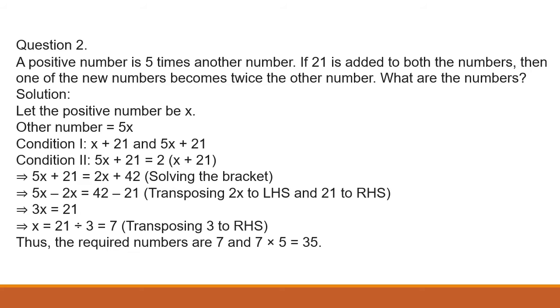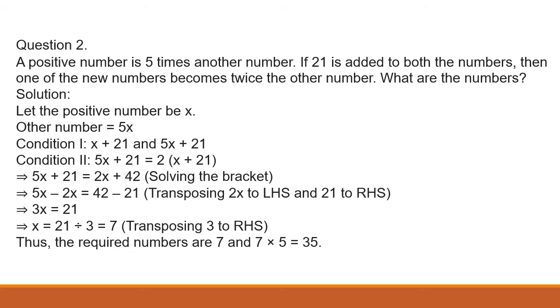What are the numbers? Children, first let us consider the positive number as x. The positive number is 5 times the other number, right children? So if the positive number is x, then the other number is 5x.